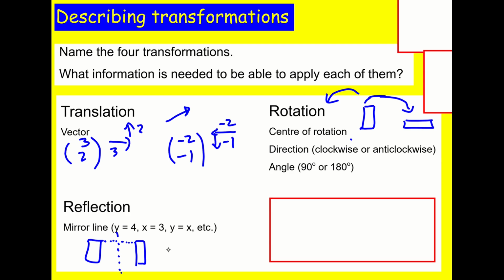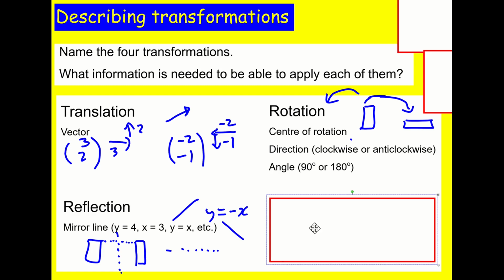You can have y equals mirror lines, so this would be a horizontal one, and there's two special cases. y equals x, don't forget that is the diagonal line that goes through the origin, and there's also y equals minus x. Those are the ones that are typically seen at GCSE. In theory, you could have other lines as well. That would make it more complicated, but the same process would work.